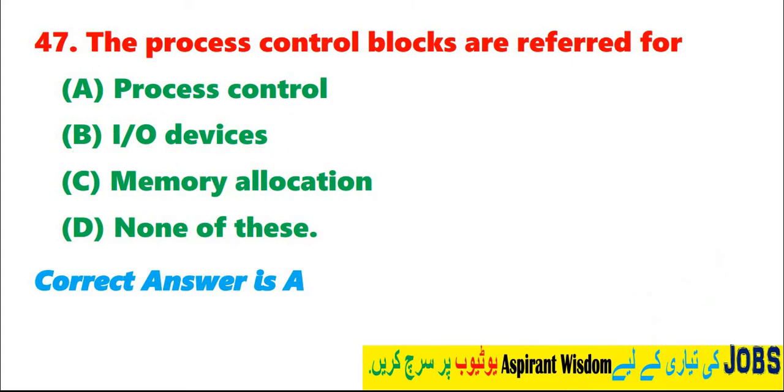47. The process control blocks are referred for: A. Process control. B. I/O devices. C. Memory allocation. D. None of these. Correct answer is A.